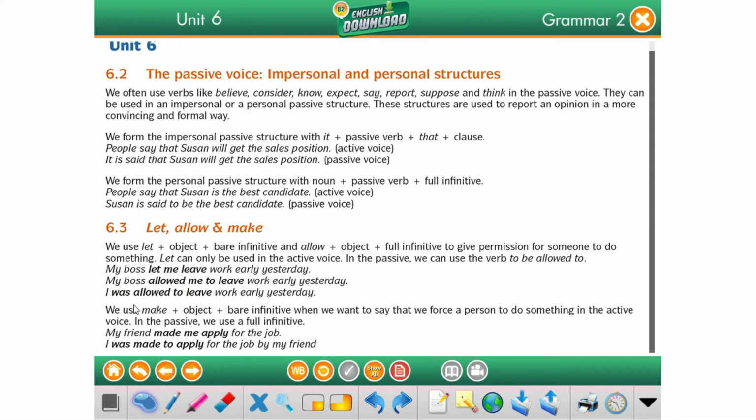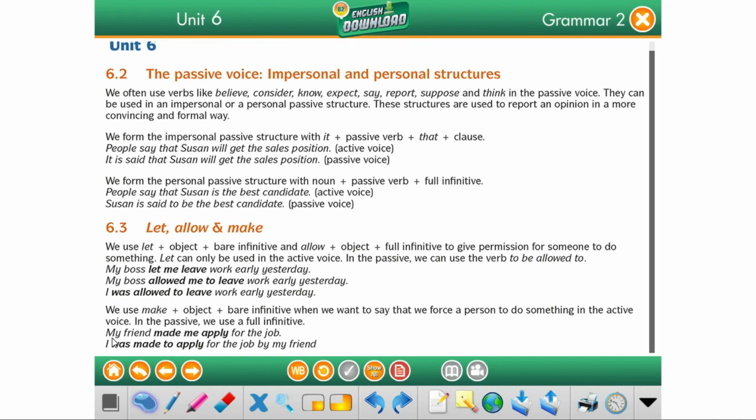And then we have the verb make. We use make plus an object plus a verb infinitive when we want to say that we force a person to do something in the active voice. In passive form, we use a full infinitive. So we say make object verb infinitive in active. In passive, we use make object full infinitive to say that we force someone to do something.